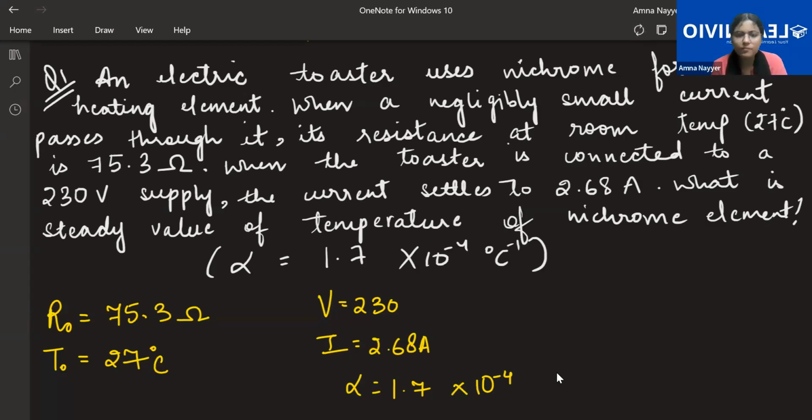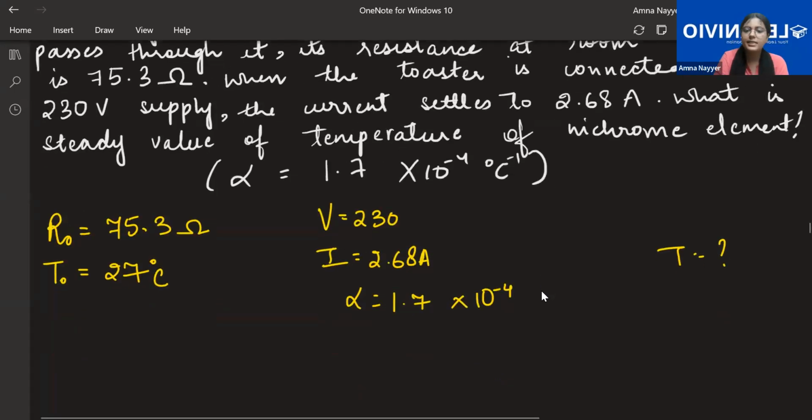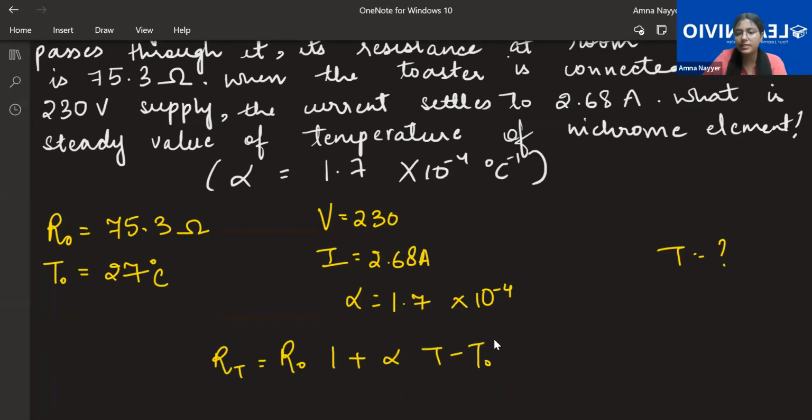This is the data that we can extract from the question. Whenever you have numericals, in any exam you are appearing for, try to write down whatever data you have from the question. Now, the room temperature we got. It is asking us to calculate the steady value of temperature. What is the steady temperature of the nichrome element? Means the T. What is the value of T? But see, from our equation, one more thing is missing: the resistance at this temperature. See, what is the formula? The formula is R_T is equal to R_0 (1 + alpha (T - T_0)).